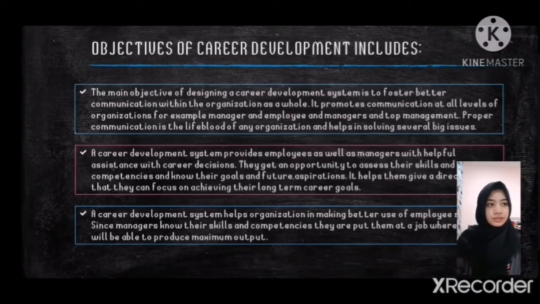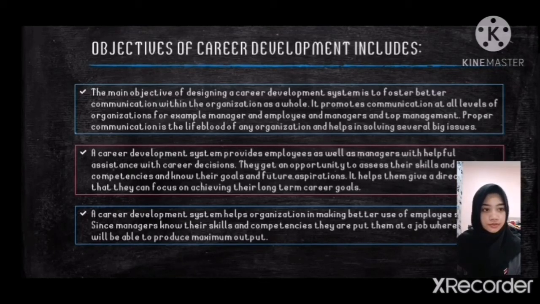Objectives of career development include: first, the main objective of designing a career development system is to foster better communication within the organization as a whole. It promotes communication at all levels of the organization, for example, manager and employee, and managers and top management. Proper communication is the lifeblood of any organization and helps in solving several big issues.